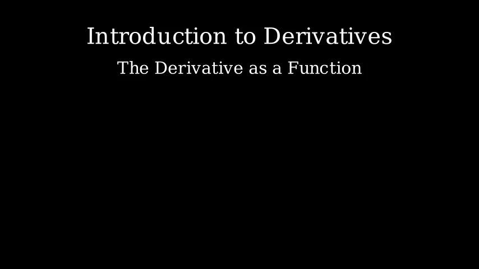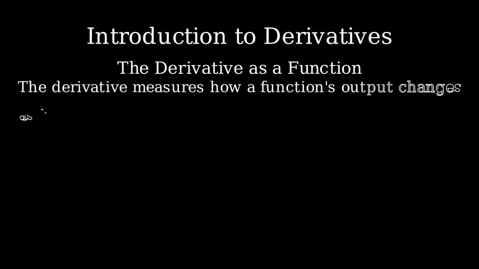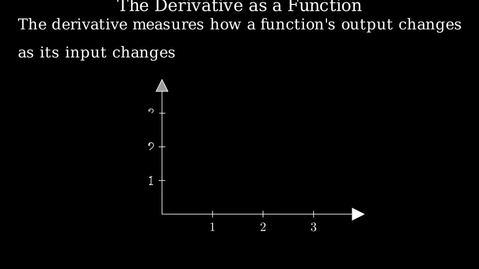So what exactly is a derivative? The derivative of a function measures how the function's output changes as its input changes. Essentially, it's the instantaneous rate of change of a function, or the slope of the tangent line at a specific point on the curve.